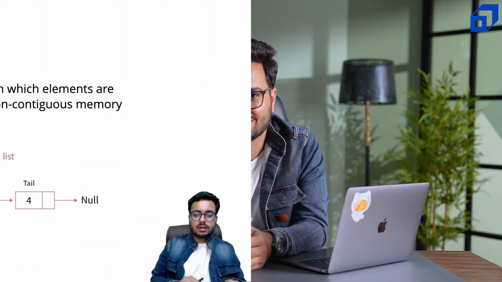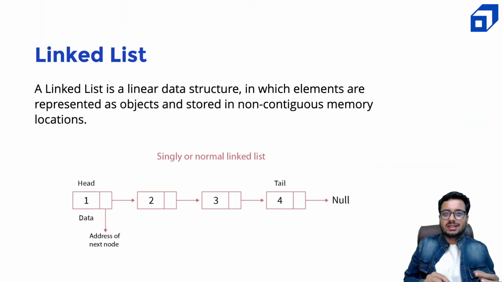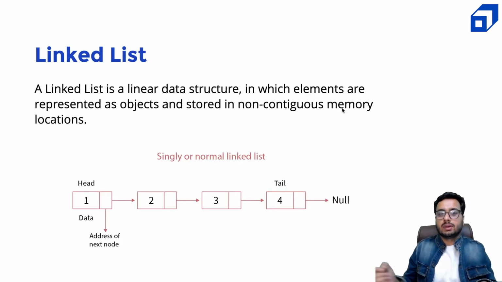Let's dive right in. Let us begin with linked list. What is a linked list? A linked list is a linear data structure in which the elements are represented as objects and they are stored in non-contiguous memory locations.